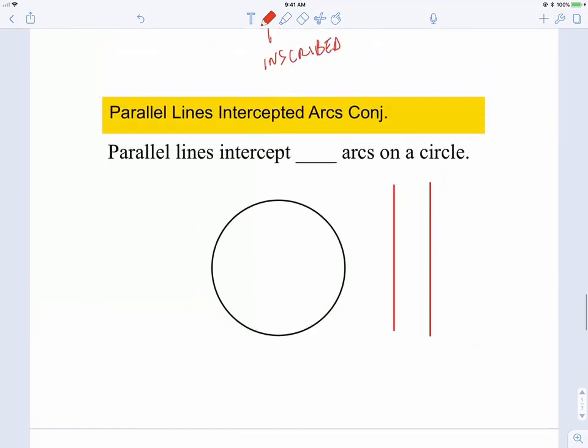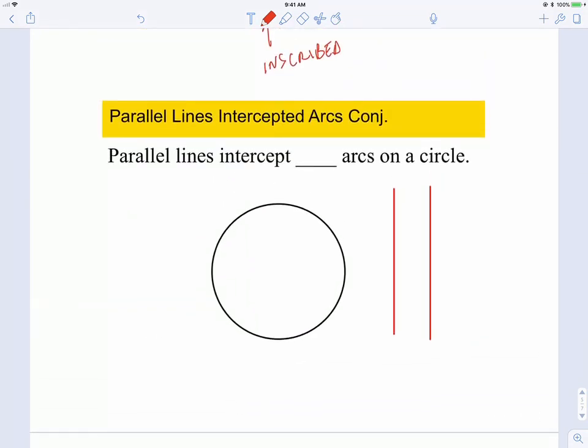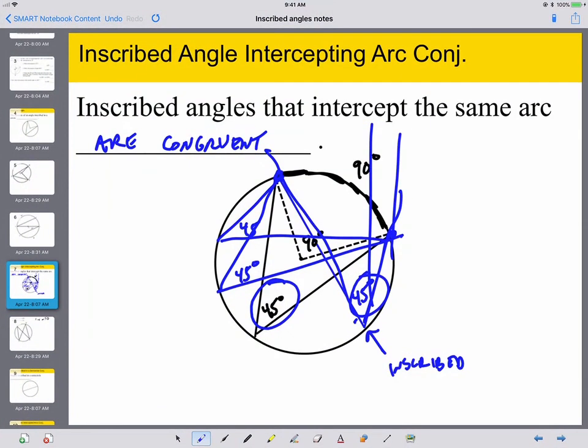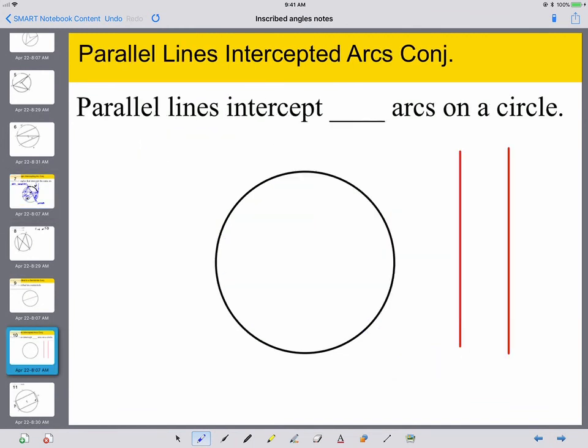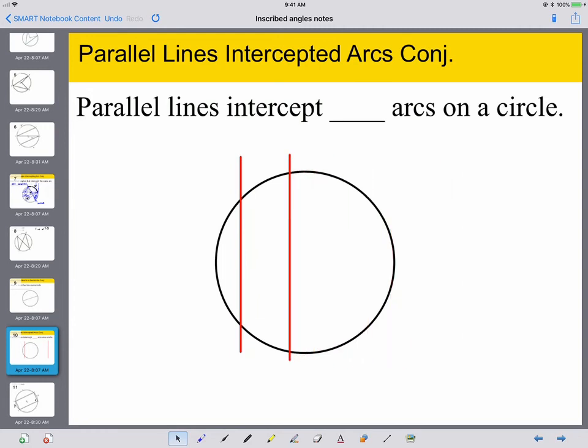The parallel lines arc intercepted conjecture. If I have some parallel lines, I've got to go to the notebook for this one. Okay, so if I have some parallel lines, I'll put one there and one there. The arcs that the parallel lines intercept, that means the arcs that are in between those parallel lines, there's two of them, they're always going to be the same. If that one's 12 degrees in measure, that one's 12 degrees in measure.